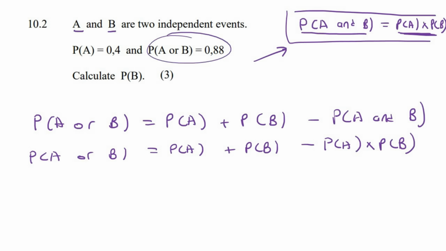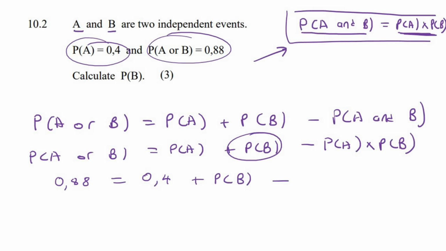So P of A or B is 0.88. P of A is 0.4. P of B is what we're trying to calculate. And then here it's P of A again, which is 0.4. P of B is what we're trying to calculate. And there we go. So let's just write this a little bit better. Now we're just going to solve for P of B.